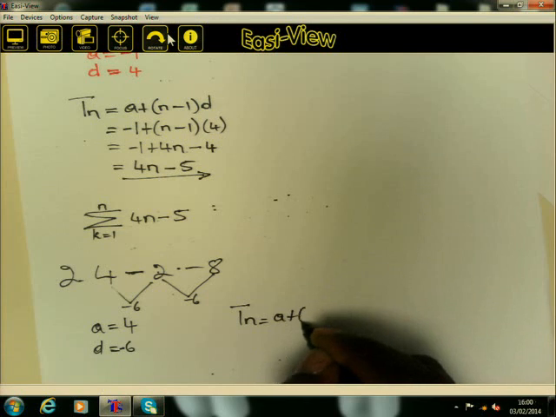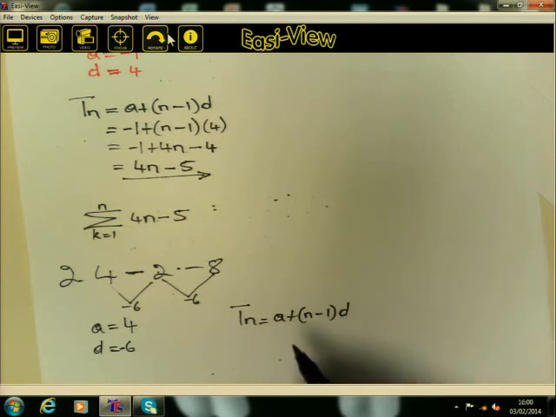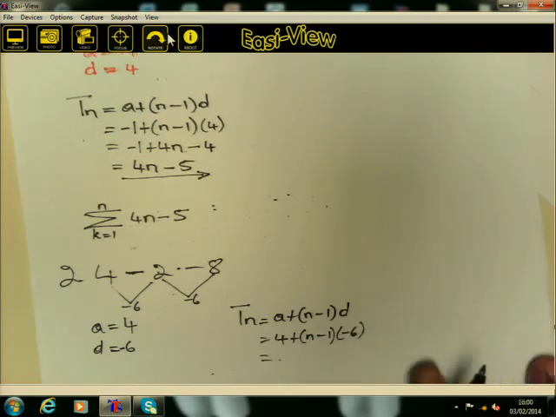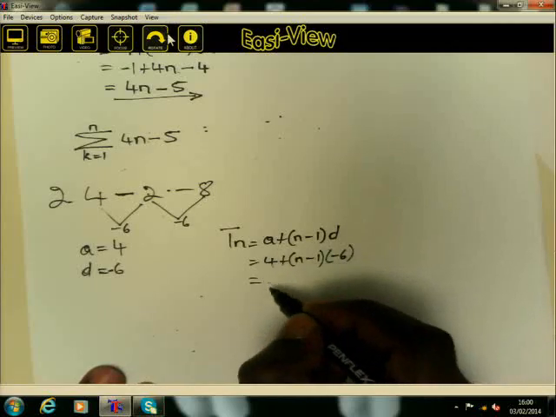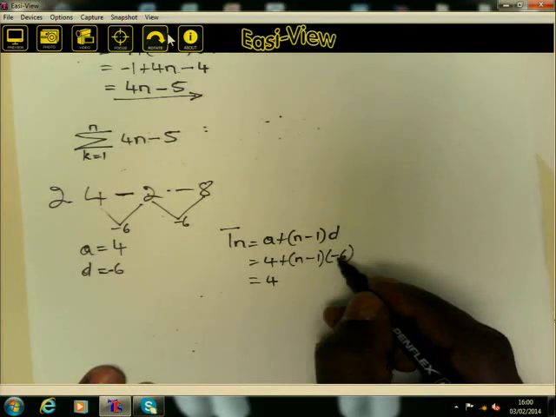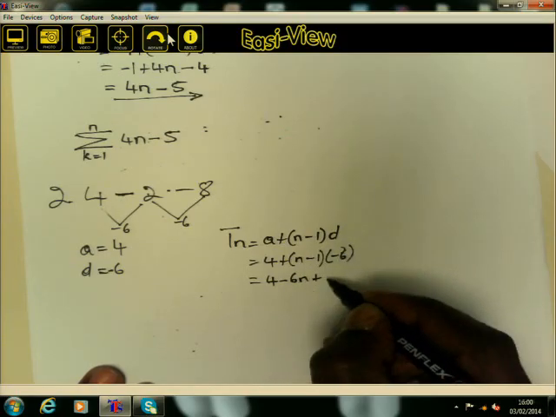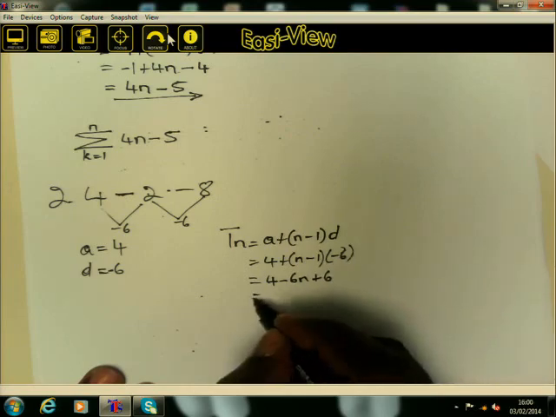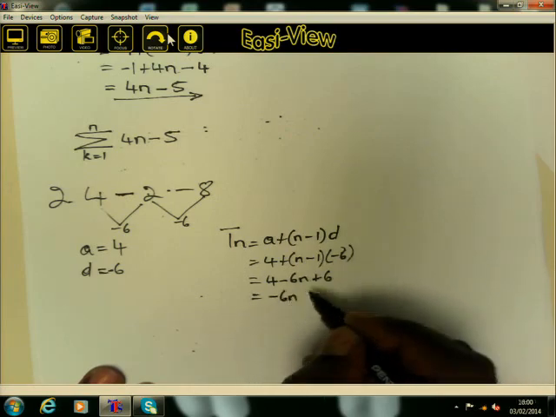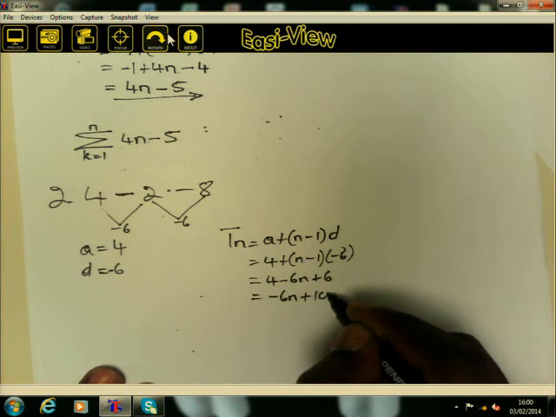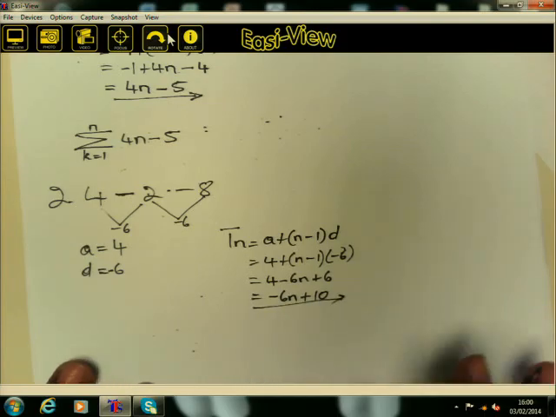Tn is given by a plus n minus 1 times d. Substitute, a is 4 plus n minus 1 multiplied by negative 6. This one becomes 4 as the value of a, minus 6n when you multiply there, and then plus 6, the positive there. So we end up with negative 6n. These are two with the same signs, positive. So we end up with a 10. This is the general term.